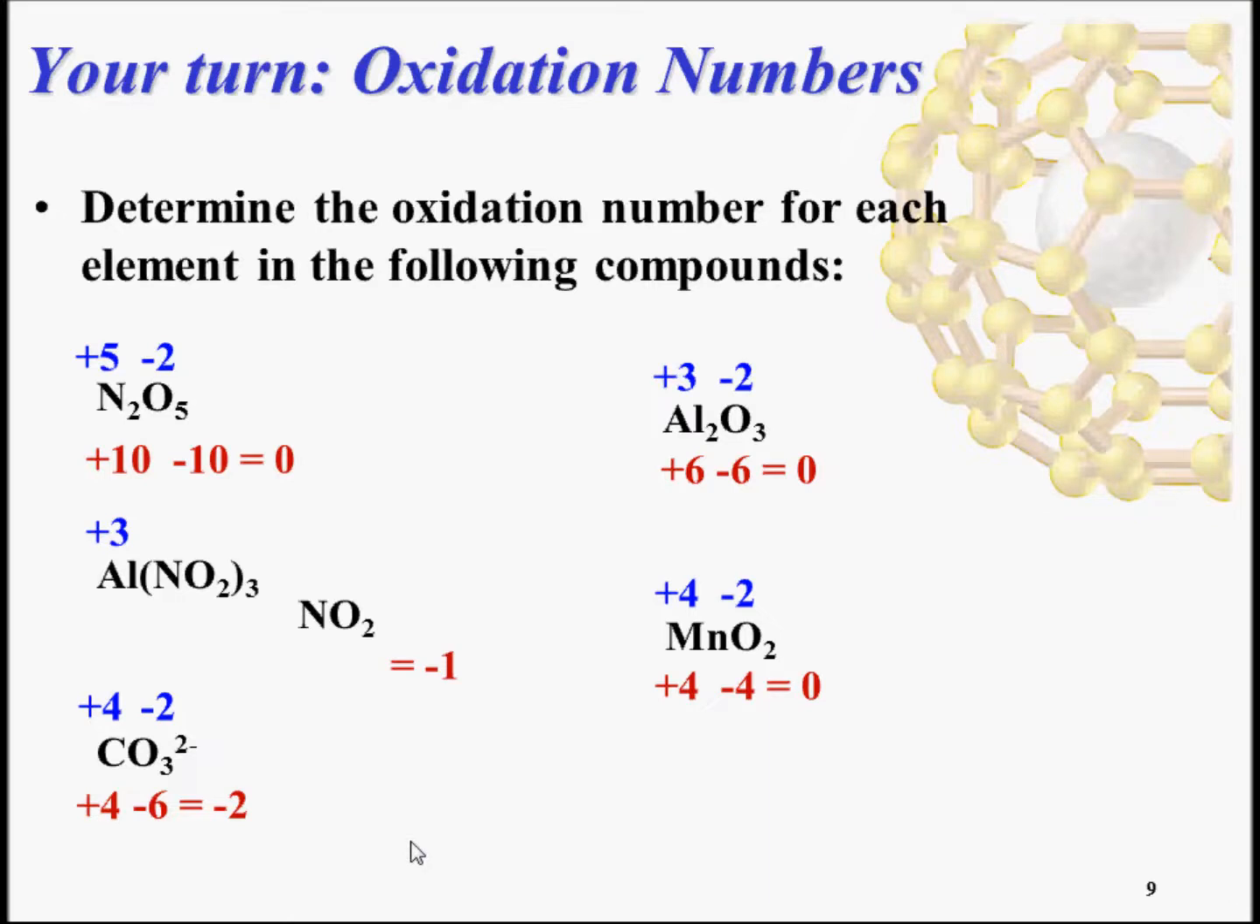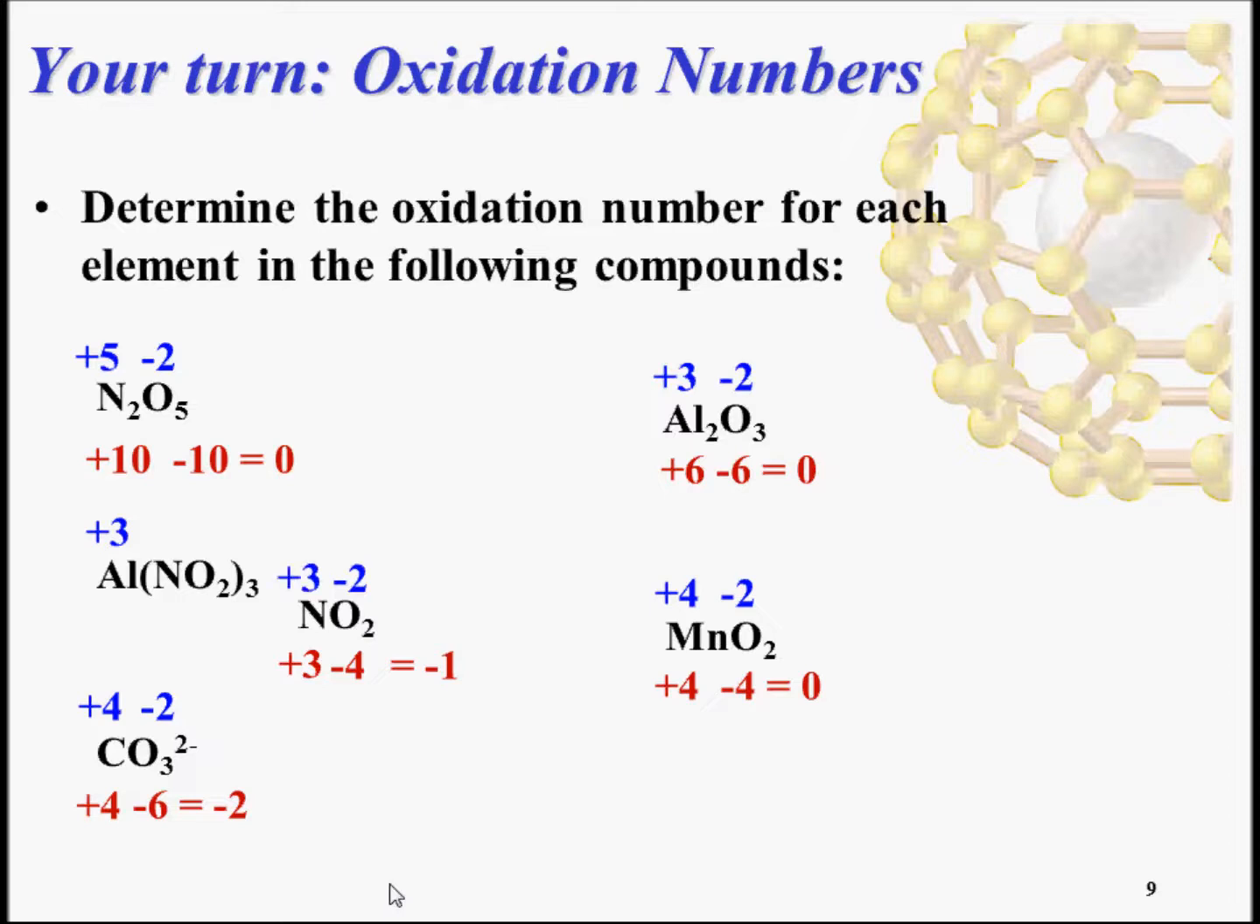O gets priority to be the negative guy. We're going to make it -2. So 2 -2s means my negative total is -4. So that means nitrogen has to be the positive guy. And again, in order to add up to -1, my positive total has to be +3, which means since there's only 1 nitrogen, it's got to add up to +3. The nitrogen in this compound has an oxidation state of +3.